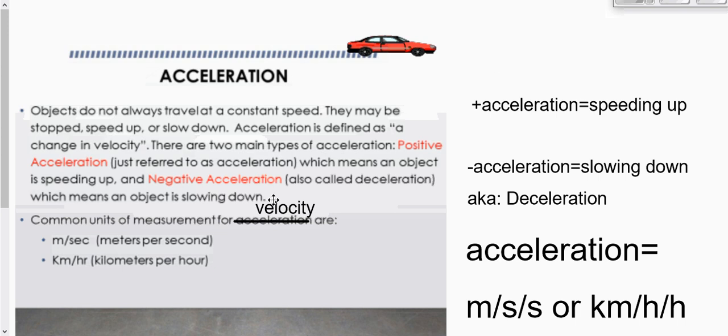We talk about how fast we're going in meters per second or kilometers per hour. Acceleration is going to tell us how that velocity changes each second or each hour. Acceleration units are often meters per second per second, or kilometers per hour per hour. We can also write this as meters per second squared or kilometers per hour squared. Either way, there's going to be 2 units of time for an acceleration type problem.